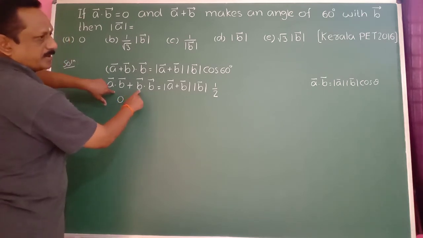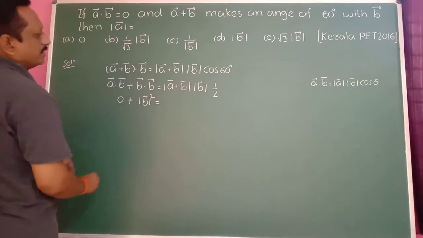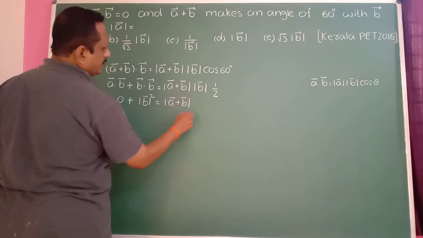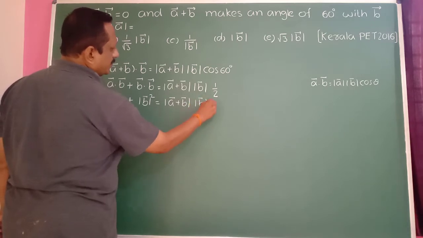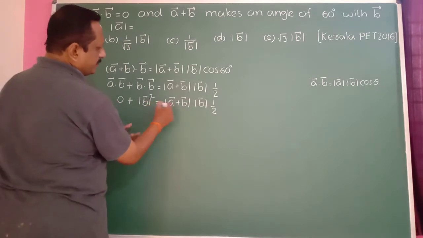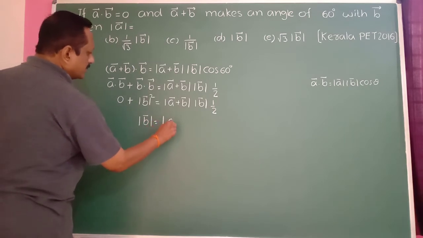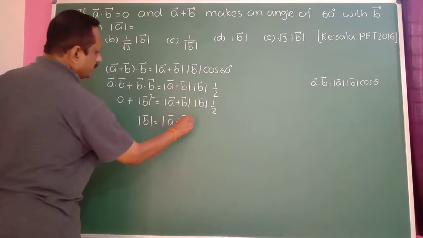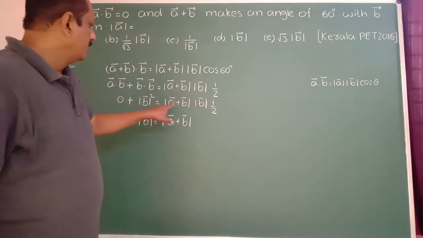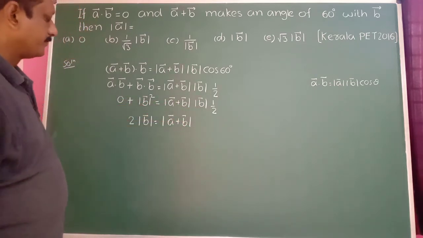And by the property of dot product, b bar dot b bar is modulus of b bar square, which is equal to modulus of a bar plus b bar into modulus of b bar into 1 divided by 2. Here one modulus of b bar cancels. Hence modulus of b bar is equal to modulus of a bar plus b bar into 1 by 2. Take the 2 to this side: 2 into modulus of b bar is equal to modulus of a bar plus b bar.